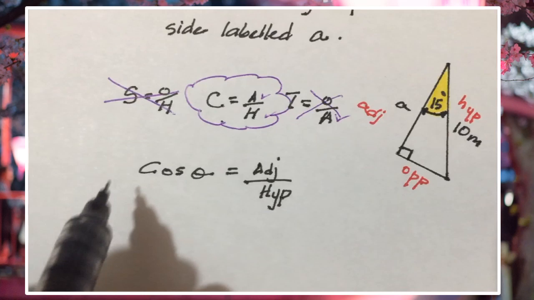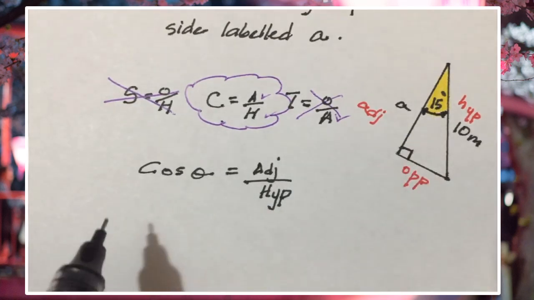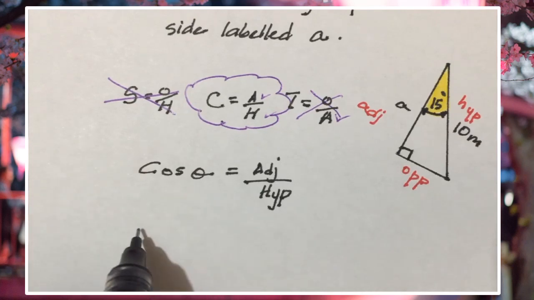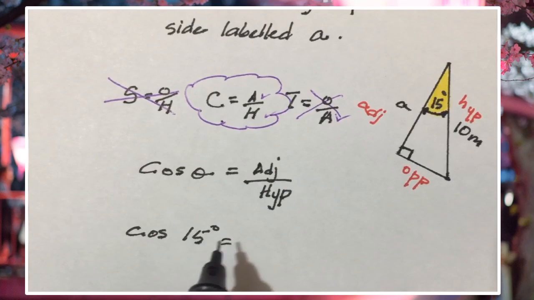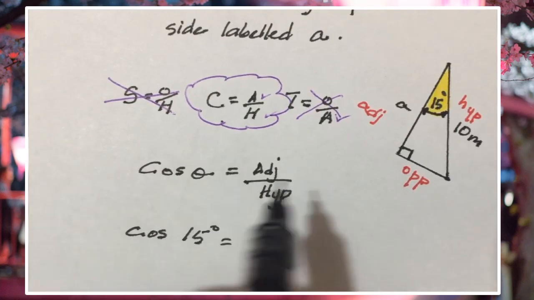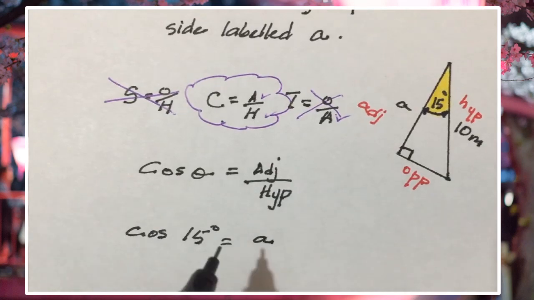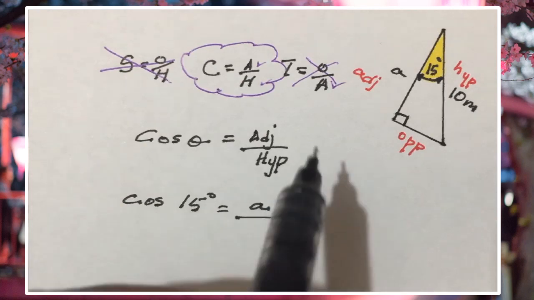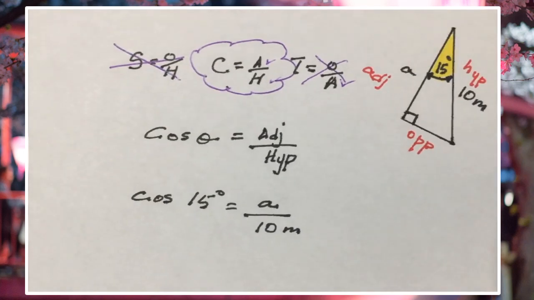So let's check. Is there an angle in this diagram? 15, and that's the angle we're concerned with. So we're going to say cosine 15 degrees should be equal to the adjacent. What's the adjacent? Adjacent A. So A. Great. And we're going to divide that by the hypotenuse. What's the hypotenuse? Hypotenuse 10. And that's 10 meters.